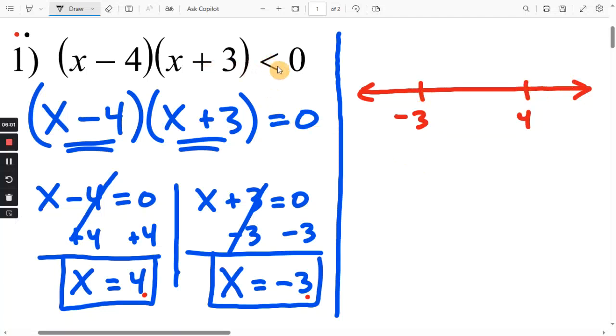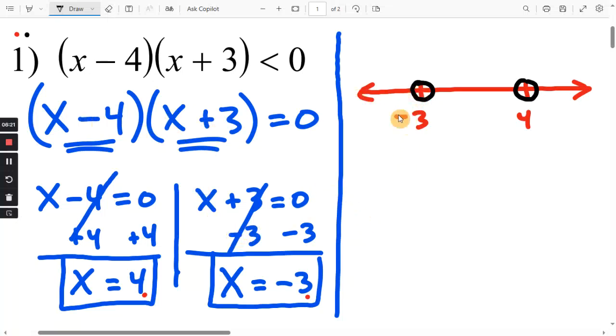Right here, it's less than 0. It doesn't equal 0. So the zeros are not going to be included, all right? So you can leave an open circle there if you like. And we choose points that are in between those zeros. Any point you want, just choose a number that's easy to plug into the expression.